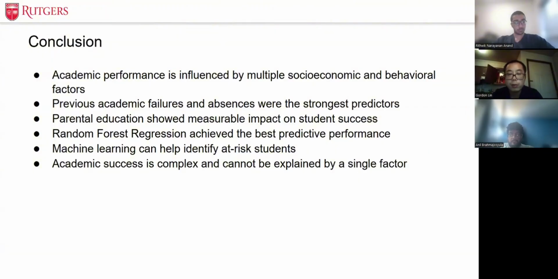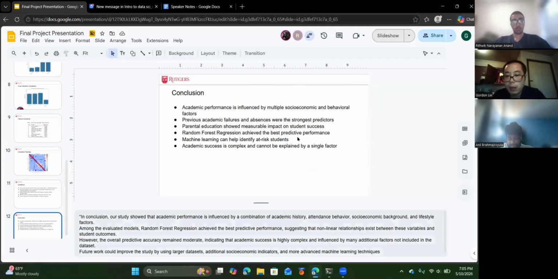However, the overall predictive accuracy remained moderate, indicating that academic success is highly complex and influenced by many additional factors that were not included in this data set. Future work could improve the study by using larger data sets, additional socioeconomic indicators, and more advanced machine learning techniques. That's it. We can show our code.